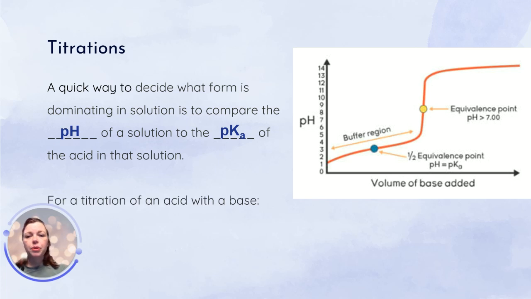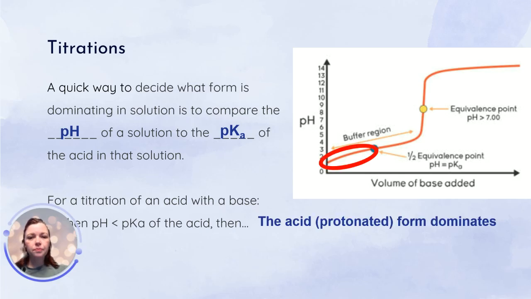Okay, so for the titration of an acid with a base, when the pH is less than the pKa of the acid, then the acid, the protonated form, dominates. And you can see that here. So here's your pKa, your pH is less than that, and so your acid form dominates.